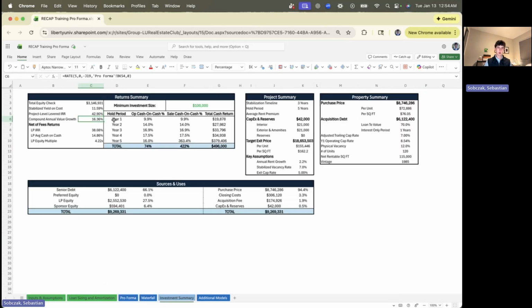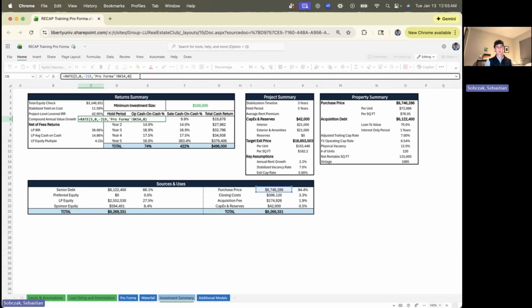Same thing with our compound annual value growth, it's a rate function. So we're taking our hold period of 5 years. We're having no payments through that period. Our present value is a negative of J19, which is again our purchase price. And then pro forma BK54 is our projected exit, what we like to sell for. And then we have no payouts through that period.